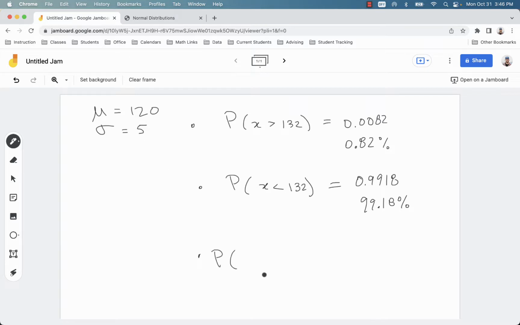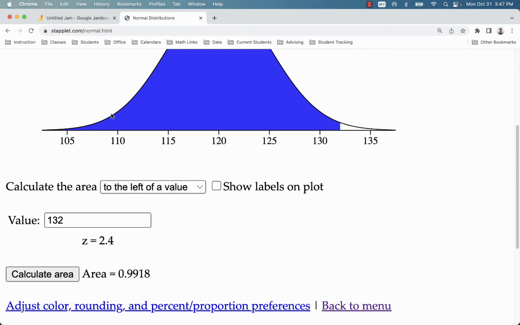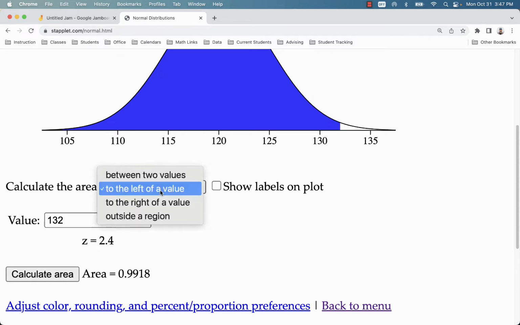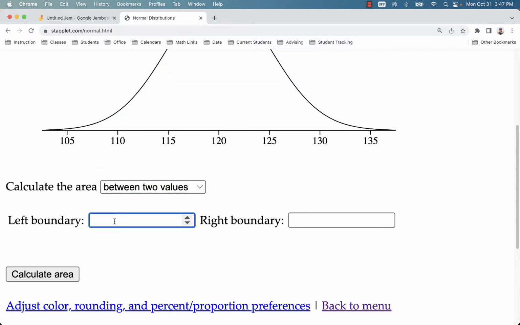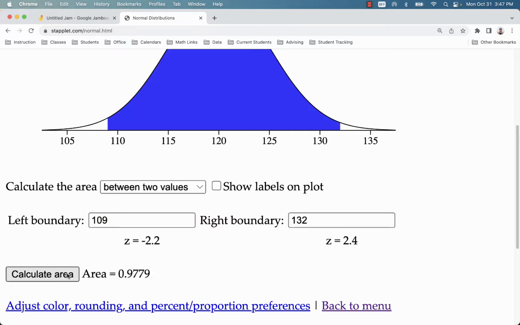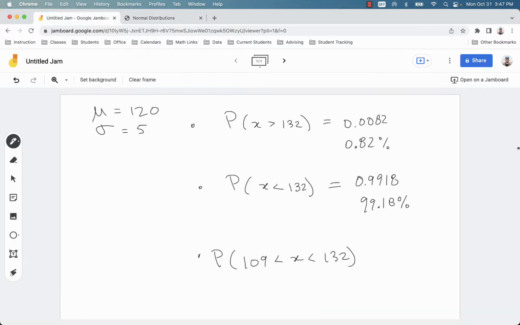Lastly, I could find a probability of being between two values, say anywhere from 109 to 132. We can see 109's here, 132's here. That would be in between these two values. And so we actually have two z-scores, one for the left number, one for the right number. Probability of being between those two z-scores, same as the probability there, 0.9779.